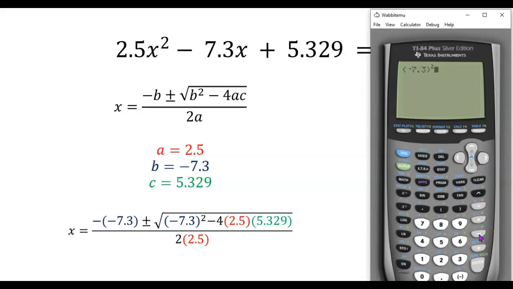Either way, that squared minus 4 times 2.5 times 5.329 is, well, hey, what do you know? That came out to be 0. So what does that tell us? Well, it tells us that this is the kind of quadratic equation that only has one solution. So instead of getting two different solutions, one when we do the plus and the other when we do the minus, we're just going to get one solution.